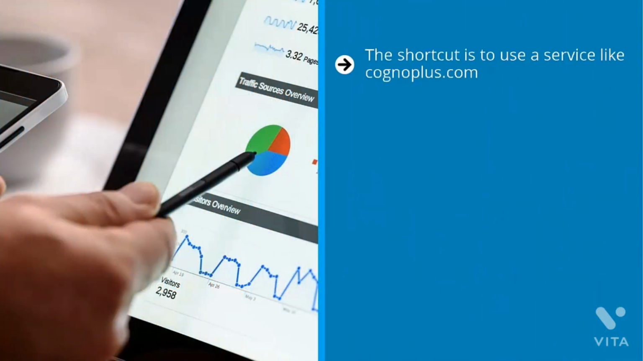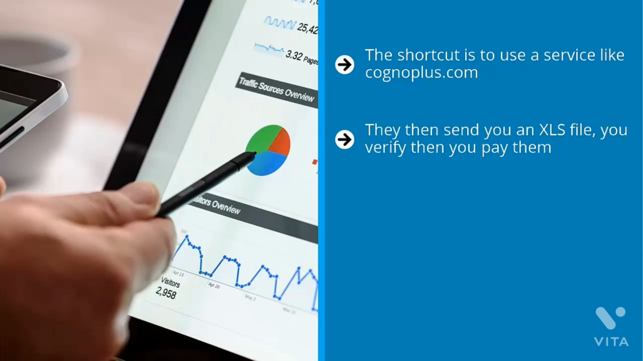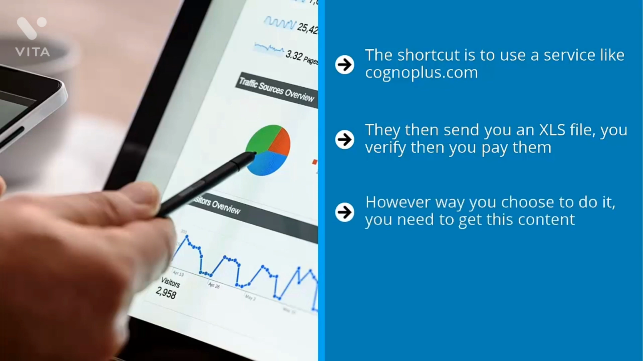The shortcut is to use a service like CongoPlus.com. They have virtual assistants from places like India and the Philippines that you only need pay $18 per day. These bright, ambitious, educated people would then find the viral content that you're looking for that meets your criteria. They then send you an XLS file, you verify, then you pay them. It's only $18 for 8 hours worth of work. You can't beat that with a baseball bat. You really can't. However way you choose to do it, you need to get this content.